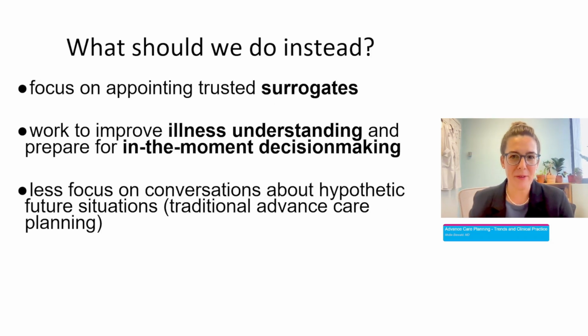So, what should we do instead with all of this? Where does this leave us? The recommendations that I would leave you with are to really focus your attention on appointing trusted surrogates. If we can help patients pick somebody that they really trust to help them make decisions, that can be really useful in the moment. We can spend our work helping improve illness understanding for patients and their people and prepare them for in the moment decision making about real decisions that they're going to need to make. And let's focus less on conversations about hypothetical future situations, which is more the focus of traditional advanced care planning.